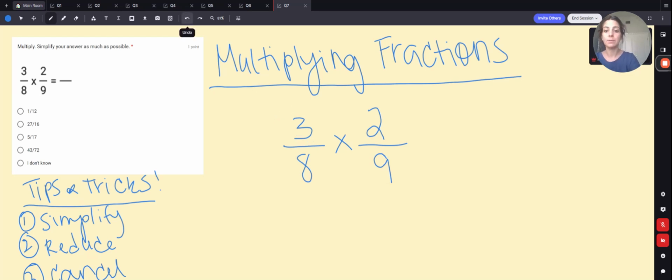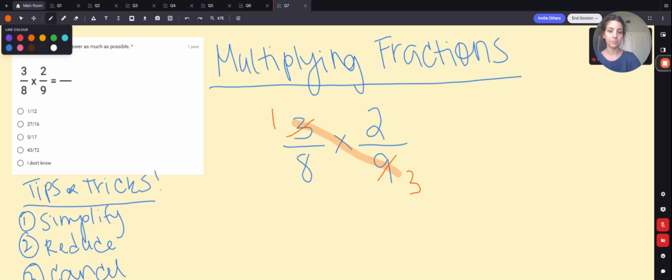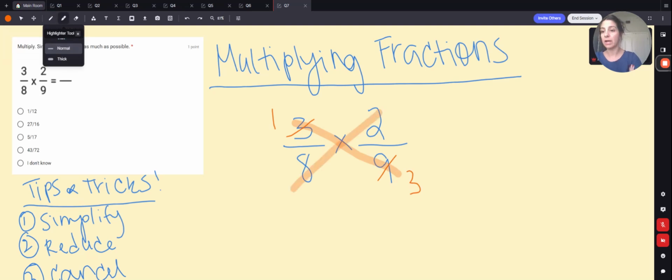We can divide both of these by 3 to simplify the fractions in general. So if we were to divide 3 by 3, that is equal to 1, and 9 divided by 3 is 3. We also see another way that we can simplify with 2 and 8. We can divide both of these by 2. 2 divided by 2 is 1, and 8 divided by 2 is 4.